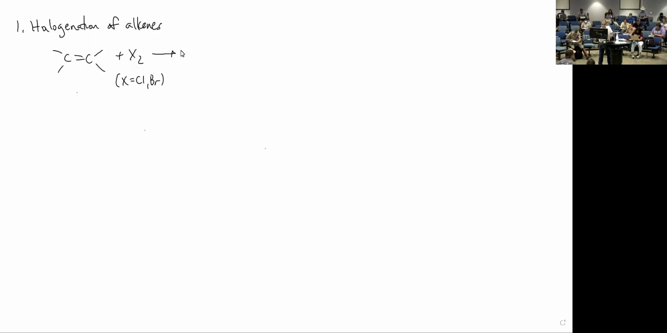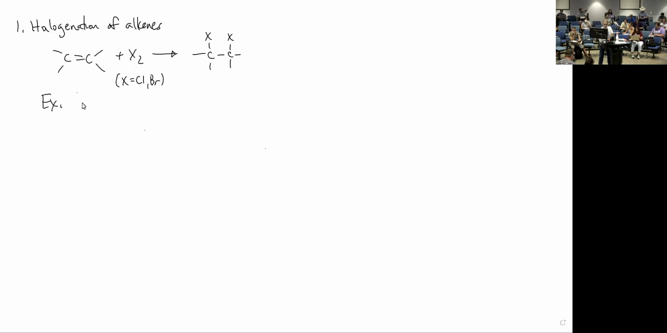But in the end, you will get the addition product. Each of the 2 carbons that were involved in the alkene will now have a single bond instead of a double bond, and each of the 2 alkene carbons will have whatever halogen we're given attached. So if you're given Cl2, they'll both get chlorine atoms. If you're given Br2, they'll both be bromine atoms. And that's basically it.